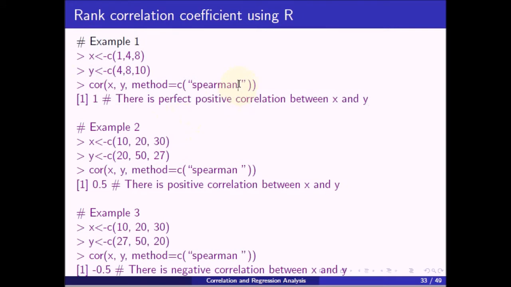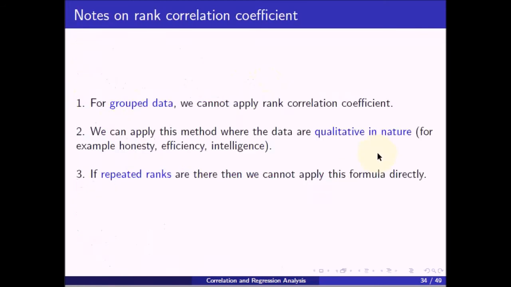Now this is our implementation. Here we need the Spearman correlation coefficient. This is another set of data and the answer is 0.5. This is another set of data. So this is the rank correlation coefficient using R language. These are the input data, here we call the function, and the answer is 1.